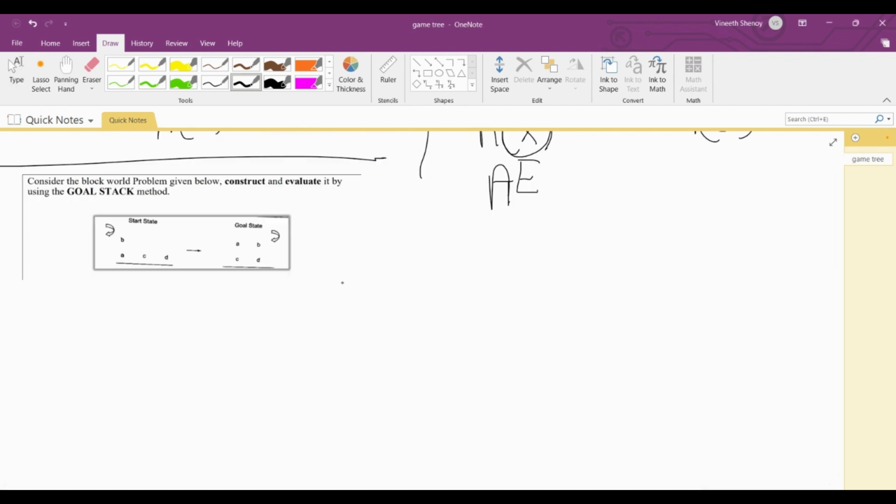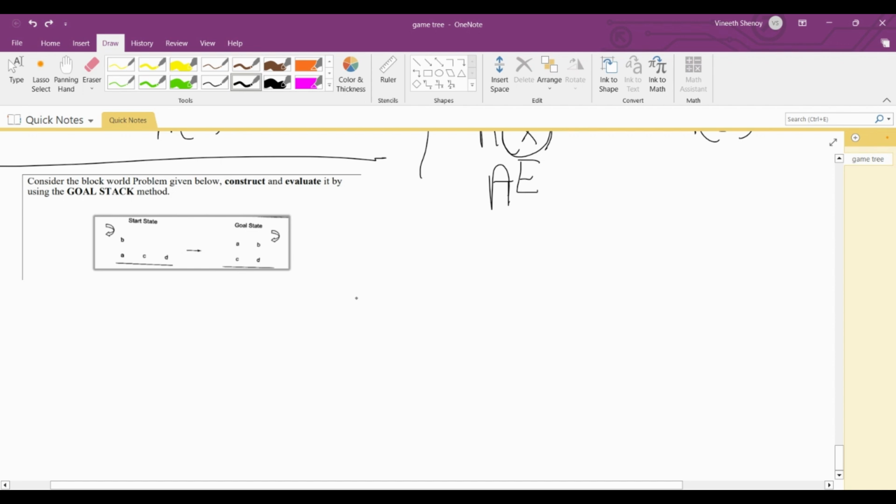Okay. Let us consider this problem. We have this start state over here, and we have to reach this goal state. This is a block world problem, and we will be using goal stack to obtain our solution.